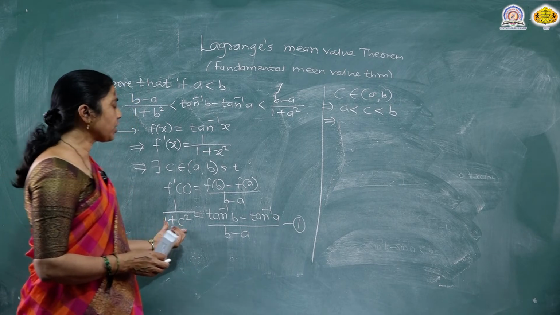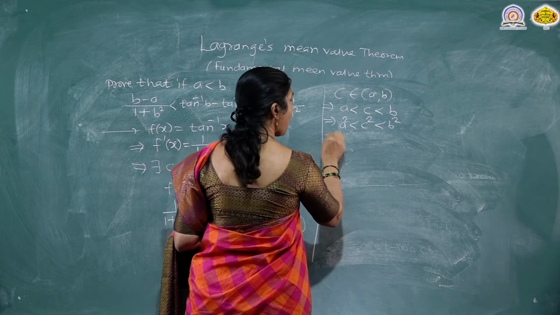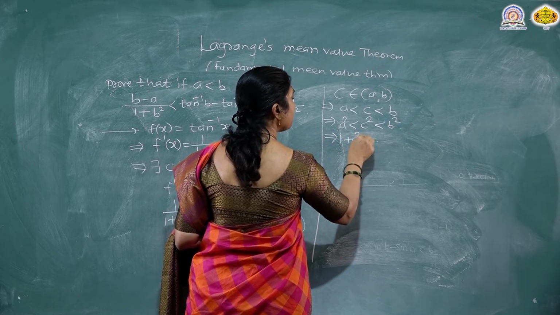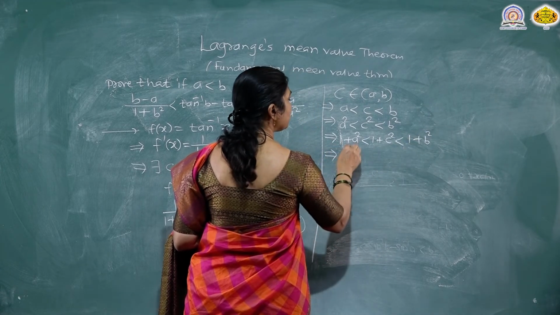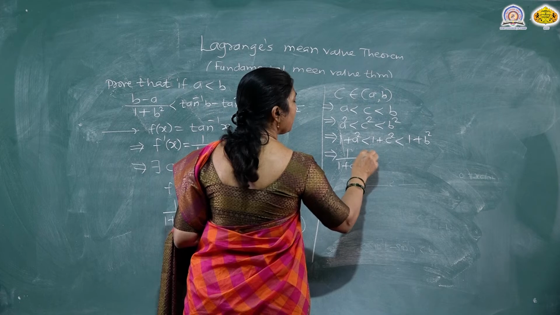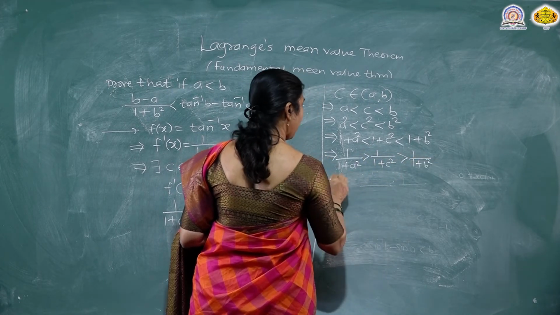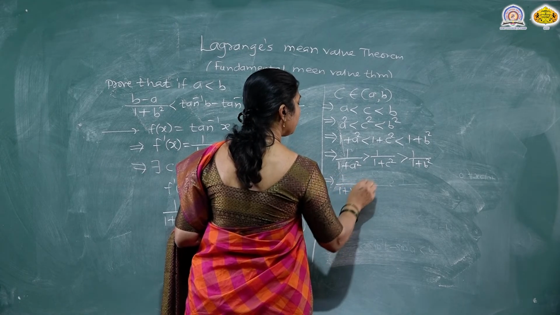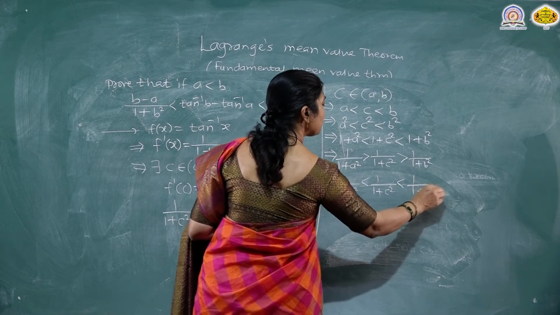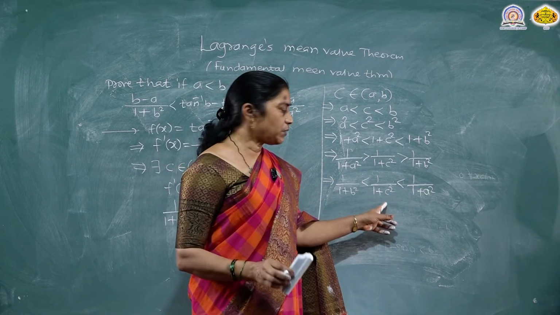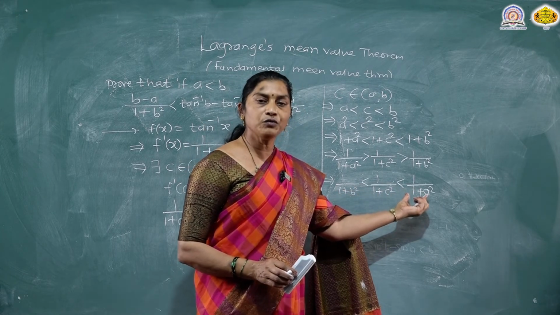So we go up to this. We require c square. This implies a square is less than c square is less than b square. Adding 1, we get 1 plus a square is less than 1 plus c square is less than 1 plus b square. Taking reciprocals, 1 upon 1 plus a square is greater than 1 upon 1 plus c square, which is greater than 1 upon 1 plus b square. That is, 1 upon 1 plus b square is less than 1 upon 1 plus c square, which is less than 1 upon 1 plus a square. Observe, this 1 upon 1 plus c square lies between 1 upon 1 plus b square and 1 upon 1 plus a square.